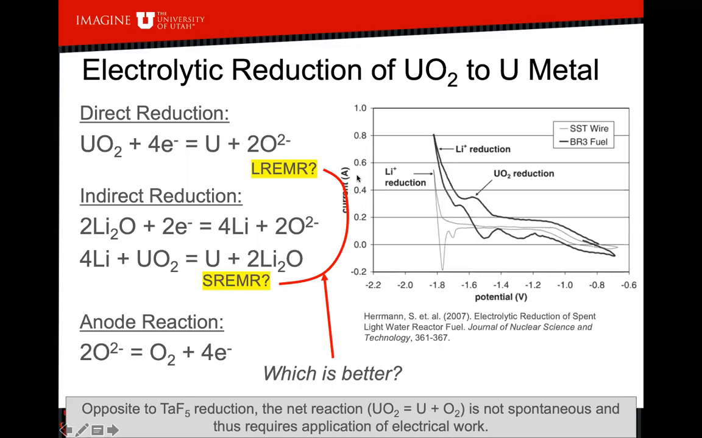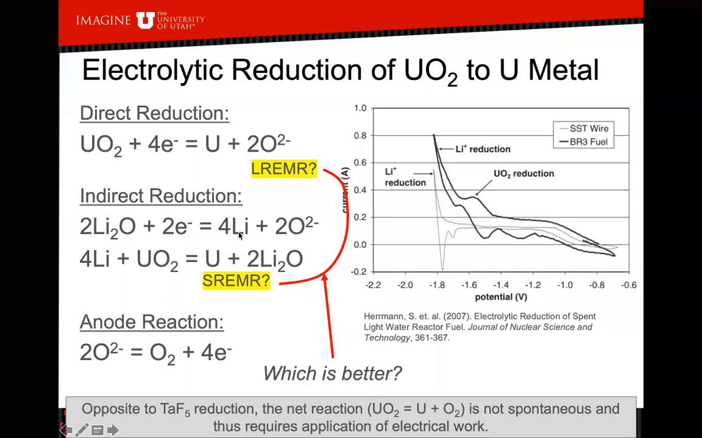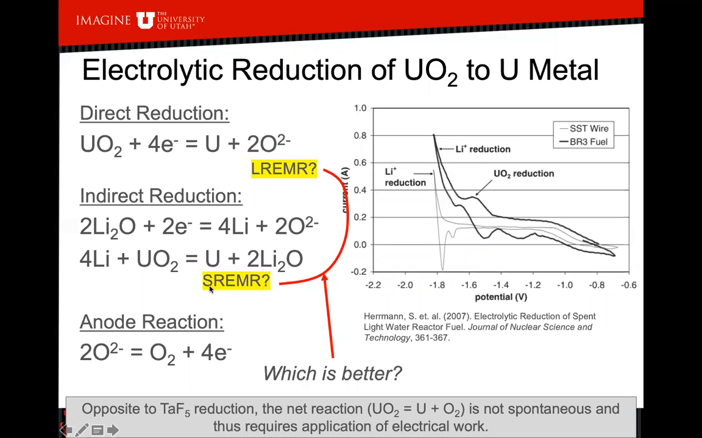That's not terrible, because once I reduce lithium, like via this reaction here, I make lithium, then lithium will react with UO2. It will reduce UO2 chemically. And I think this is short range reduction. The upper one is long range reduction to make uranium.